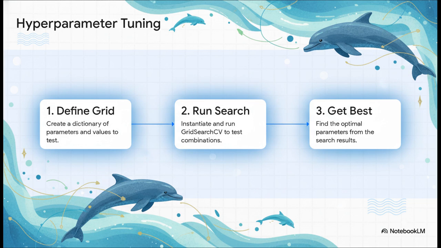Every model has these little knobs and dials you can turn. They're called hyperparameters. You could spend weeks manually tweaking them, or you could be smart about it. That's where a tool like GridSearchCV from Scikit-learn comes in. It basically takes the endless manual trial and error and turns it into a simple, automated 3-step recipe.